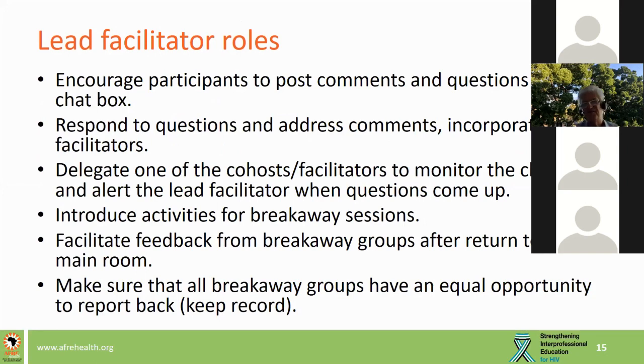One of the ways, if the lead facilitator is having to share a PowerPoint screen and it's not so easy to look at the chat box at the same time, is to delegate somebody else to do that. To ensure that people know what they must be doing in the breakaway sessions, and then when people have been in those sessions, when they come back, to facilitate feedback to the main group.